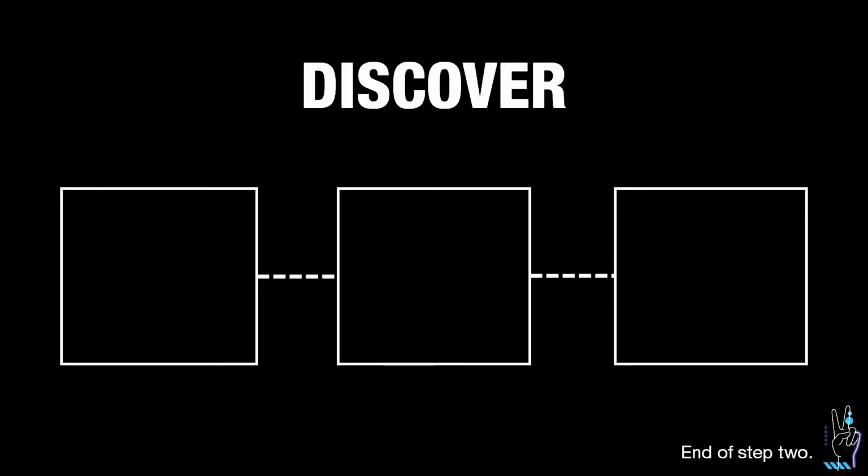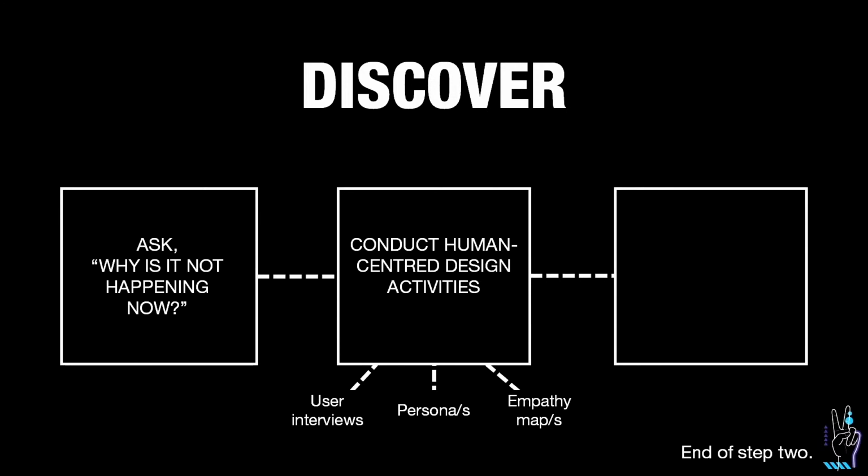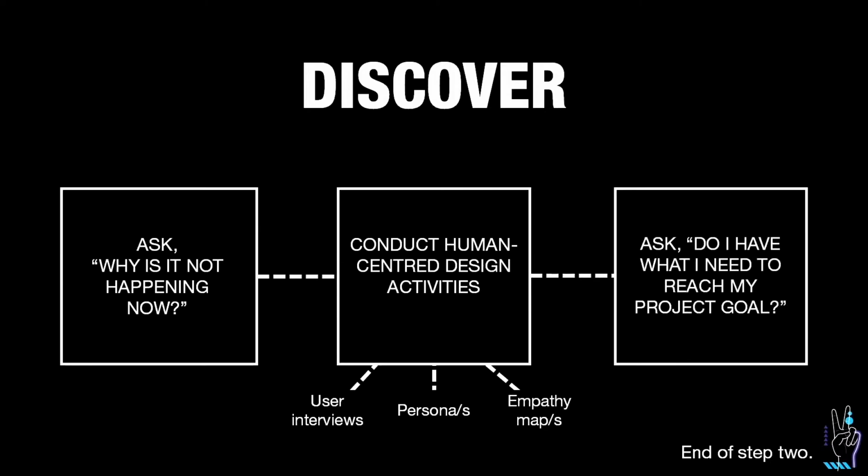Let's summarize step 2. Ask, why is it not happening now? Conduct some human-centered design activities. We've shown you 3, but there are heaps on the internet, which you can Google in your own time. And ask, do I have what I need to reach my project goal?